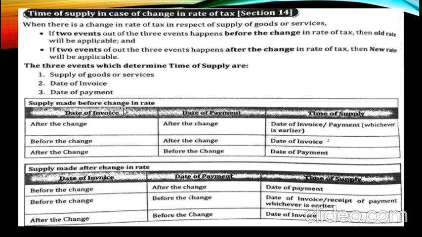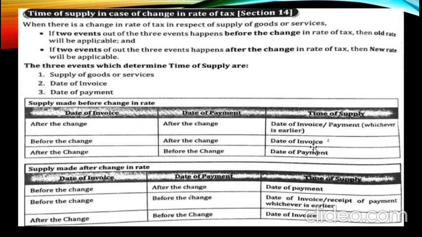Next, when the supply is made before the change in rate, date of invoice is before the change, date of payment is after change. So now supply was made before the rate was changed. Then what is the date of invoice? The date of invoice is before the rate was changed. So now here two events are before the change. So as per the condition, what are the events? Supply of goods, date of invoice. So these two events occurred before the change in rate, and this event occurred after the change. So as the two events are satisfied before the change, then the old rate will be applicable.